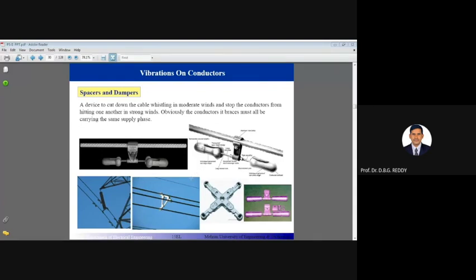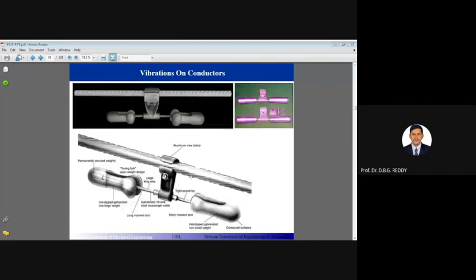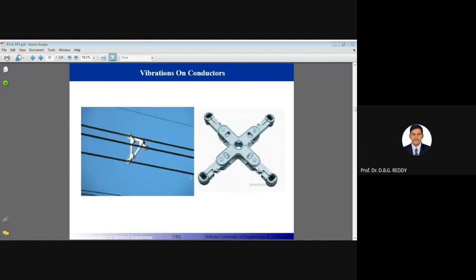In designing a good transmission system, the transmission line parameters play an important role in transmission performance. Now, vibration and conductors, how we will fix all this, you can see in the slide. You can also see how they fix big conductors carrying above the ground, 40 meters or 20 meters, which is a big risk.